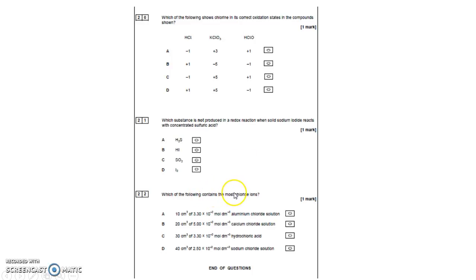Which of the following contains the most chloride ions? Well, you've got a concentration. Concentration is moles divided by volume. So number of moles is concentration times volume. You've got to multiply the numbers together and come out with the largest number.